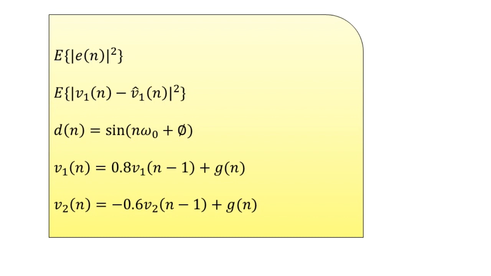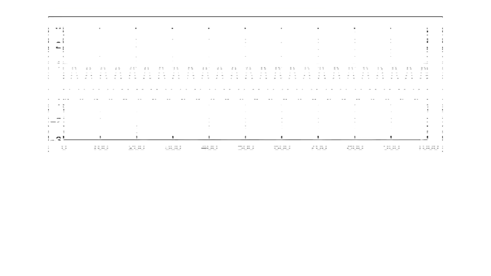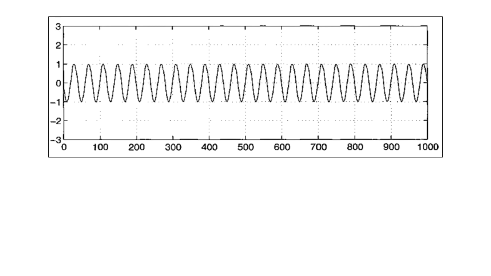In the next illustration for this particular example, we show a plot of 1000 samples of the sinusoidal signal graphically. On the horizontal axis, you see the markings 0, 100, 200, 300, 400, 500 and so on, up to 1000 at the extreme right. The amplitude of the sinusoidal signal ranges between -1 and +1. So here it is the desired signal.